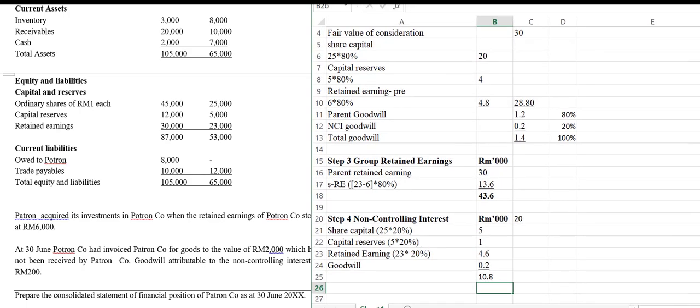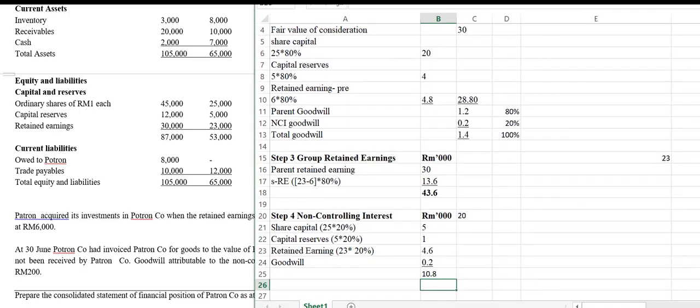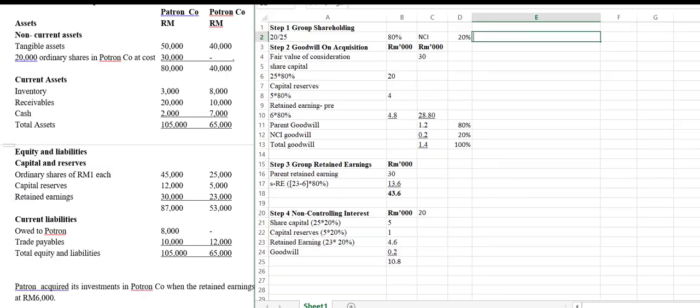So now we are going to prepare the financial position. Your tangible asset, or we say your NCA, initially you have 50 plus 40, so the total is 90,000. Next you have your goodwill. According to our calculations just now, goodwill is 1.4.